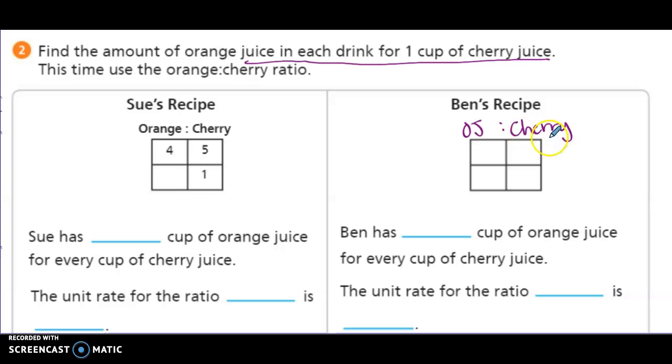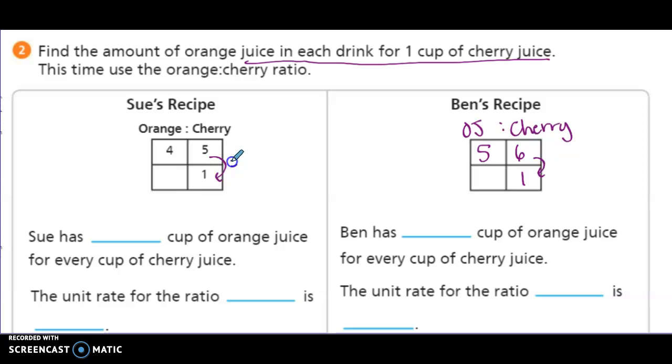This is very important, labeling your columns in the same ratio order if you're comparing things. Okay, so Sue's recipe was 4 to 5 in her original recipe. She doesn't need that much juice. So she only has 1 cup of cherry juice. And then I cannot remember what Ben's recipe was. Oh, Ben's was 5 cups orange juice to 6 cups cherry juice, and we want to scale that down to just 1 cup.